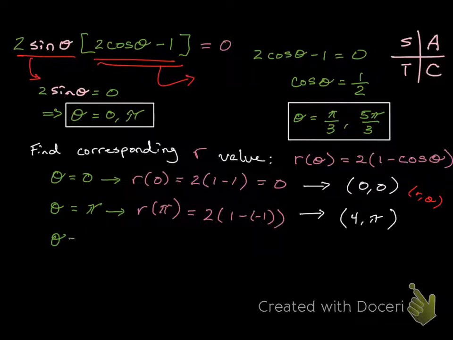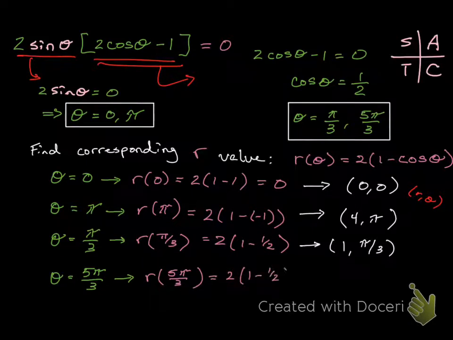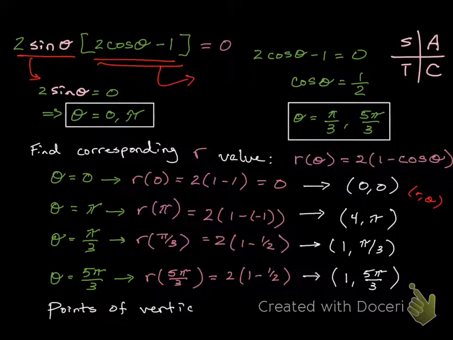The last two I'll go through rather quickly. When I plug in pi over 3 to my function, I get a corresponding r of 1. And when I plug in 5 pi over 3, I in fact get the same thing, because cosine of theta is the same at pi over 3 and 5 pi over 3. So I get the point (1, 5 pi over 3). These 4 points will be the points of vertical tangency, the places where I have vertical tangent lines.